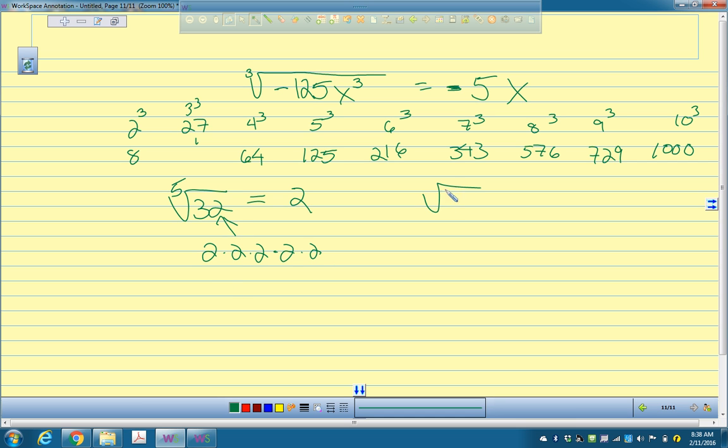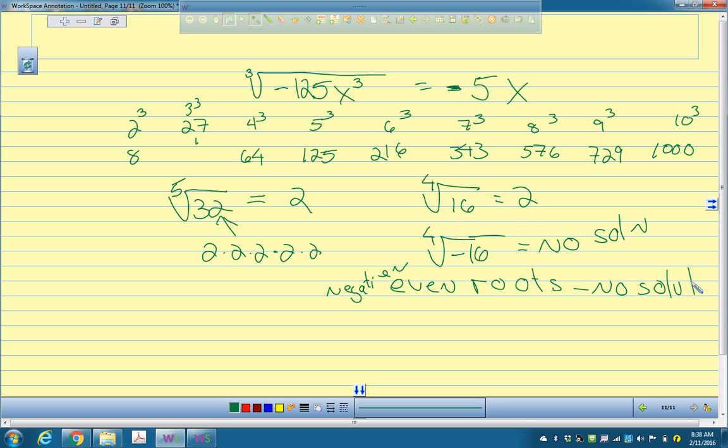Okay, what's the fourth root of 16? 2. It's 2. Okay, and your calculator could do that for you as well. What's the fourth root of negative 16? No solution. So just so you know, negative even roots, no solution. Cube roots, and all odd roots, always have a solution. So this could be negative or positive.